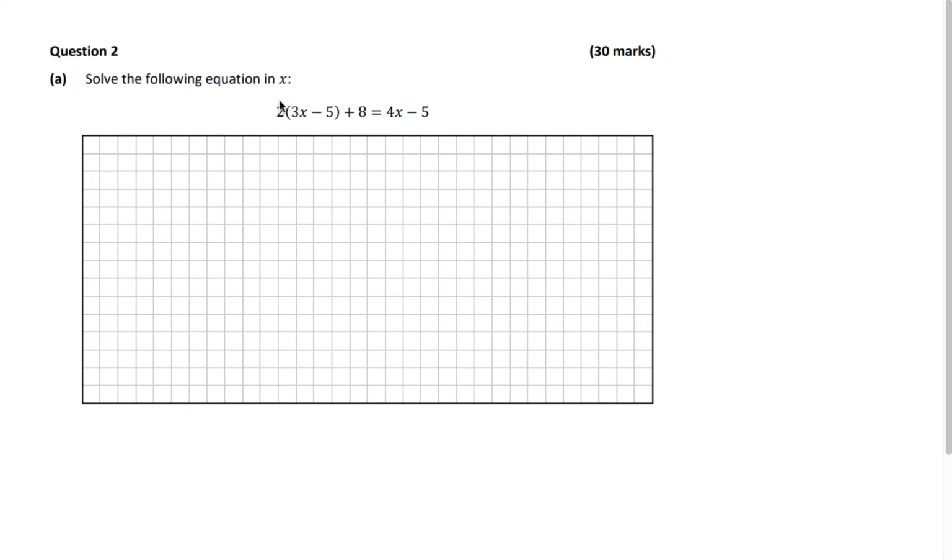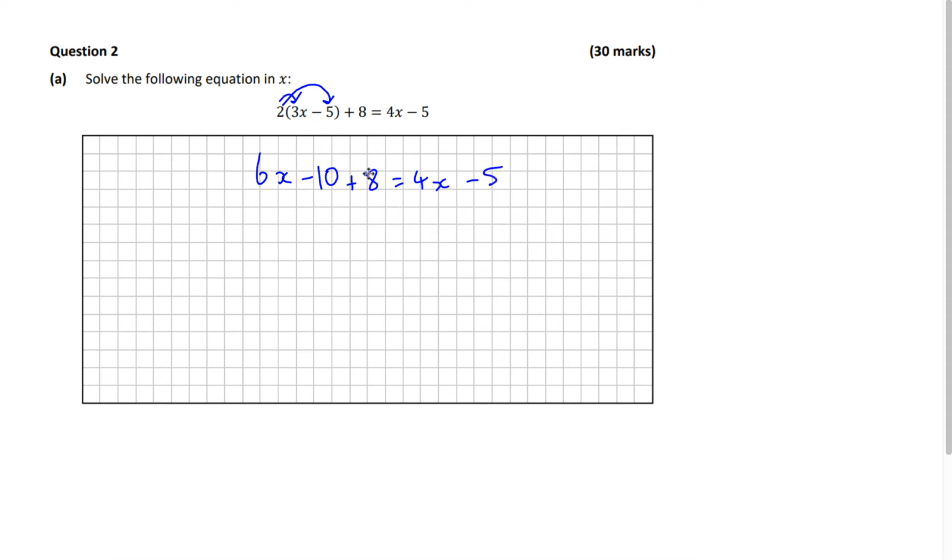Okay, so we're going to multiply this bracket out first. 2 times 3x gives us 6x. 2 times minus 5 is minus 10. Then we've got our plus 8 is equal to 4x minus 5 on the right.